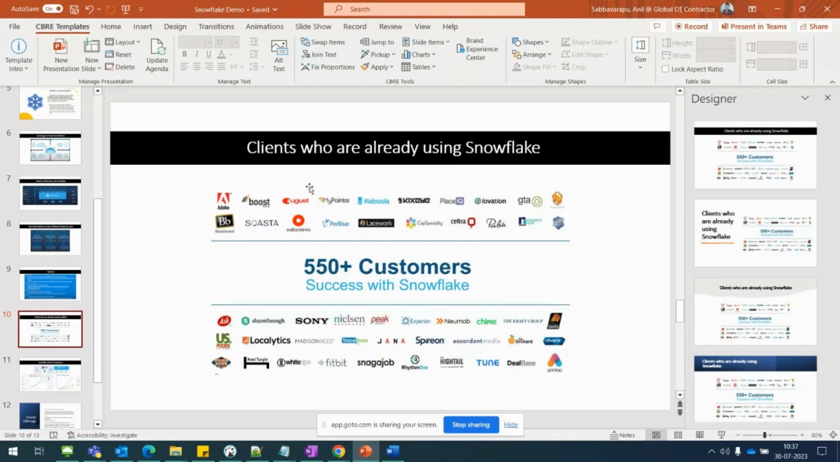So this is Snowflake. The clients who are already using Snowflake, you have Adobe, Sony, Tune, Amino, Fitbit, and this is an old slide. Right now, the count has moved to 3,000 plus, and network giants like Cisco have also started using Snowflake. So it has a huge customer base at this moment.